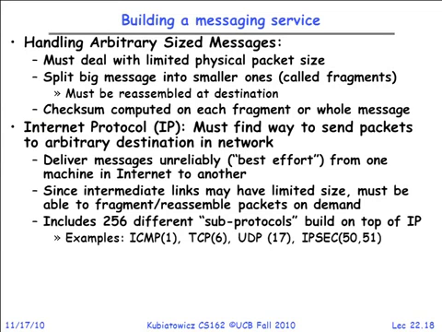So IP is a protocol, as we mentioned. It basically finds a way to send packets to arbitrary destinations in the network. It delivers messages unreliably, best effort, okay? And so basically, this is kind of the abstract layer that is our limited packet layer. Unreliable intermediate links may have limited size, so even if we started out with an MTU of 1500, it may be that somebody in the middle demands an MTU of 200, and so something has to happen there. Okay? And the IP protocol, by the way, has 256 sub-protocols, numbered from 0 to 255.